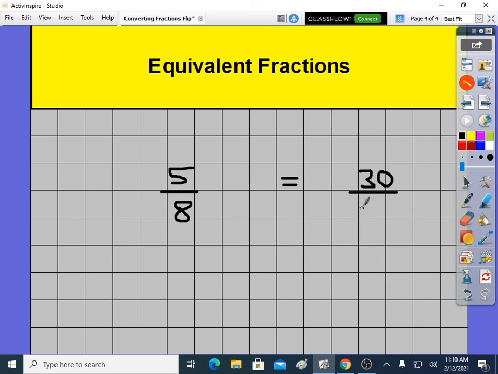8 times 6 is 48. Now 48 is the only number that can go on the bottom here. Anything else would be incorrect because you have to multiply the top and the bottom by the same number. We multiplied them both by 6. So that's equivalent fractions. So hopefully this video will have helped you out a lot with converting fractions.